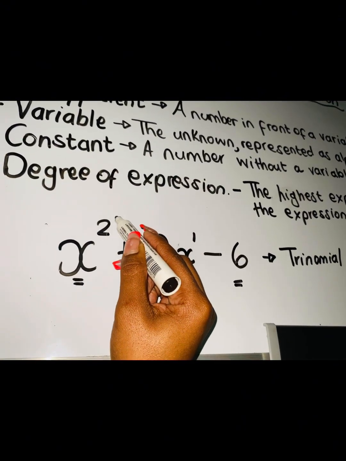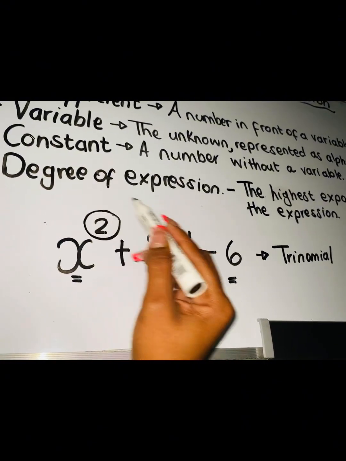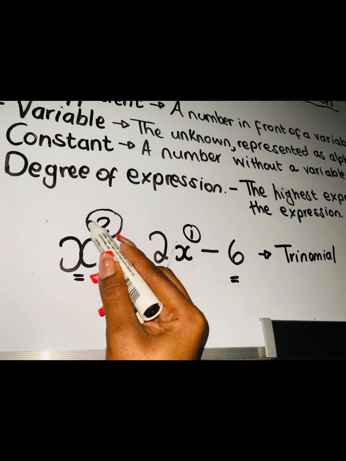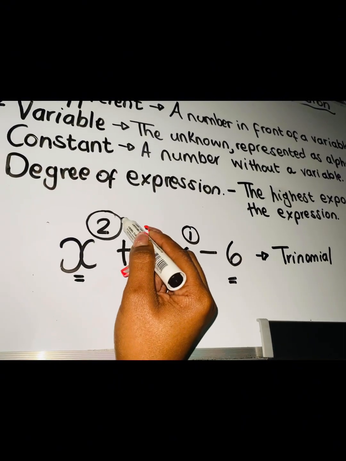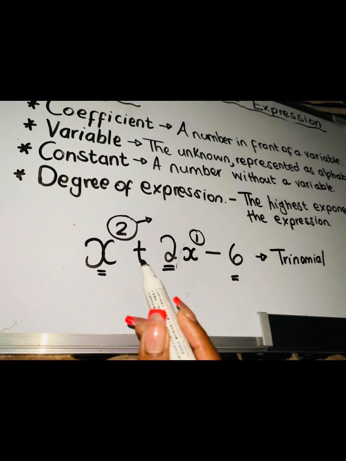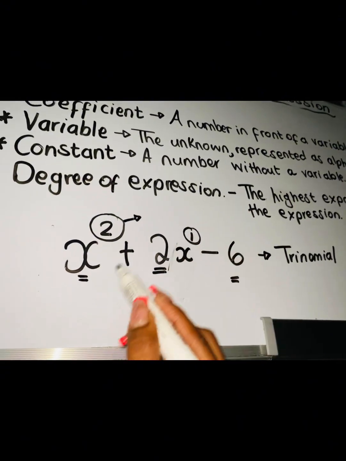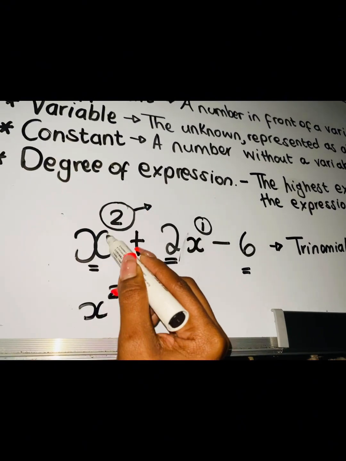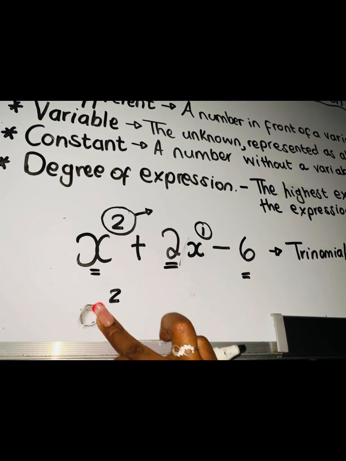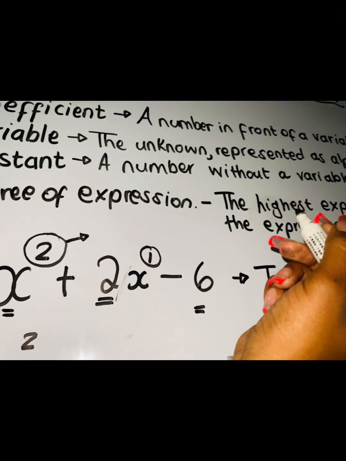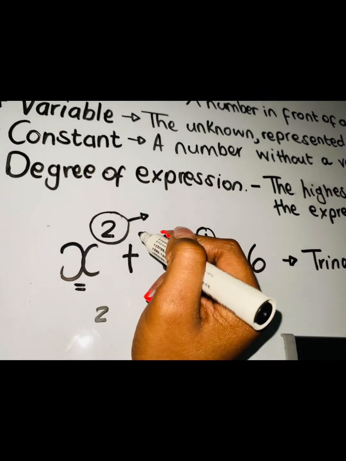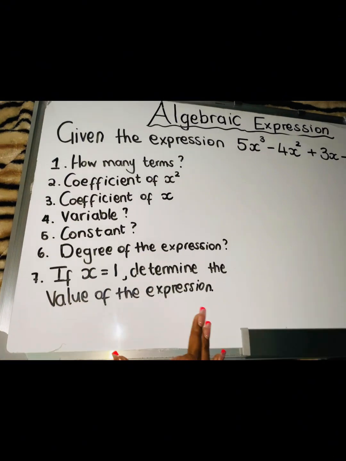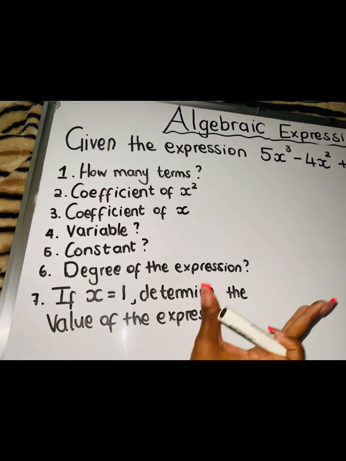So when they want the degree of the expression, they're talking about the highest exponent. So looking at this, we have x squared with an exponent of 2, and we have x with an exponent of 1. Now, if we were to compare these two exponents, we would say that this exponent is the highest. And when they ask you the degree of the expression, you do not write x squared. No, we talk about the exponent. We do not talk about the variable with the exponent. So if they ask you what is the degree of the expression, then you would say it's 2 and not x squared.